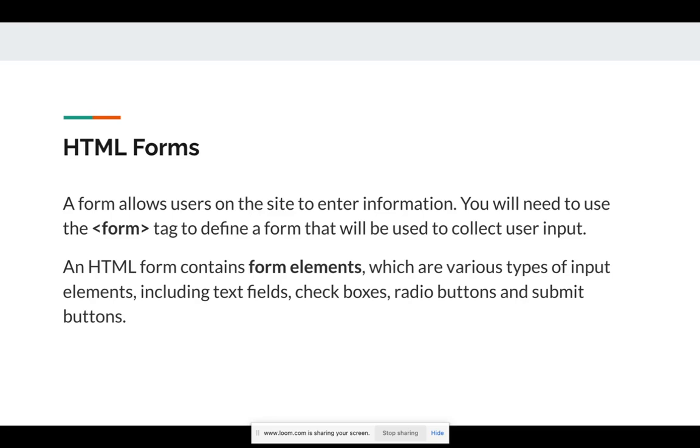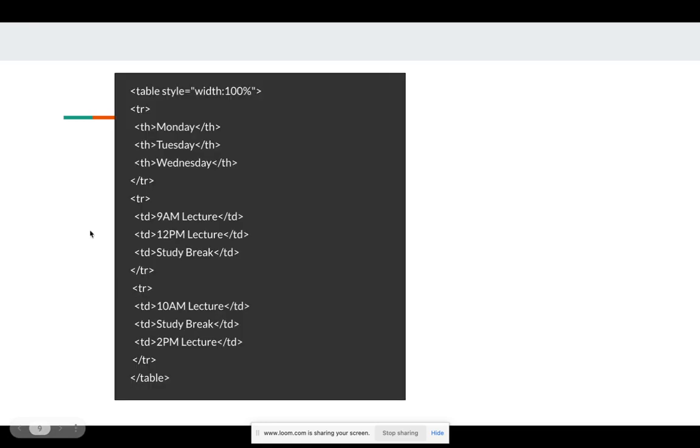user input. So an HTML form contains form elements, which are various types of input elements: text fields, checkboxes, radio buttons, and submit buttons. These are a range of elements inside a form tag. Just like for your table, let me go back there. For your table, we have the table row tag, the table head tag, the table data tag. All these are inside your table tag, right?